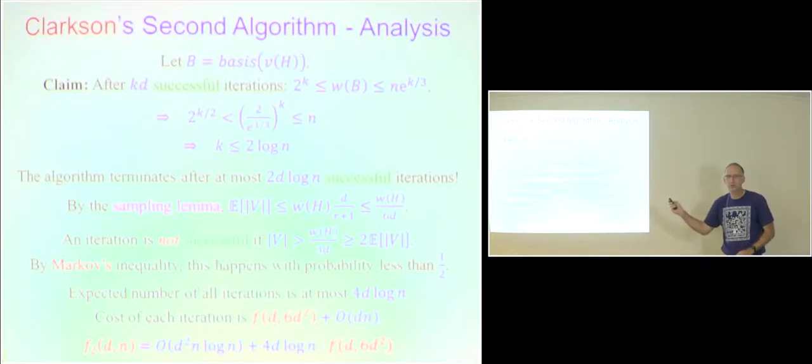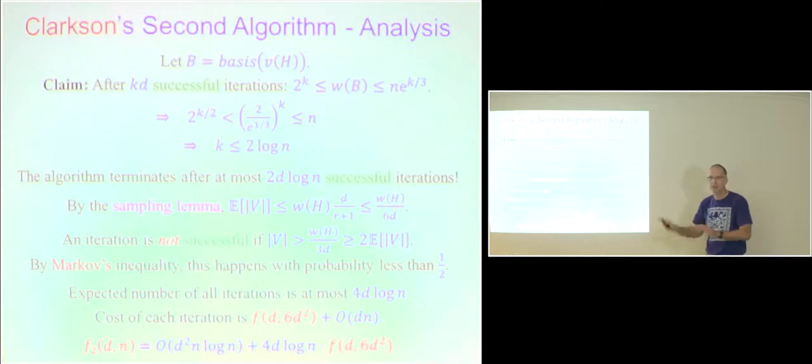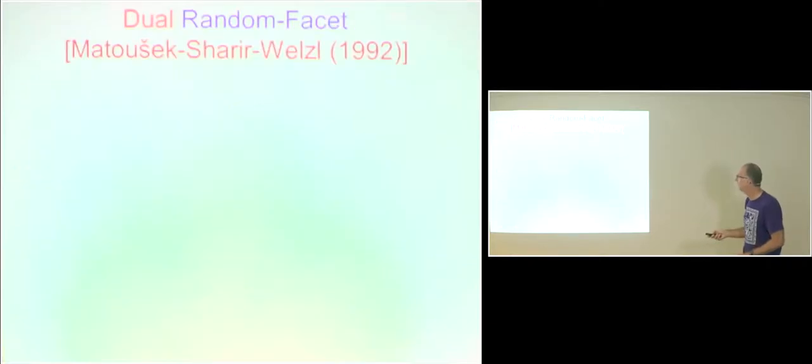Okay, questions on this? If you remember, this is the second algorithm of Clarkson. There is the first one, which is similar. We will not cover it. So the next topic on the agenda is improving Seidel's algorithm, and this was obtained by Matoušek-Sharir-Welzl in 1992. I'll call this algorithm dual random facet. Dual because it's a simplex algorithm working on the dual problem, as I mentioned. Random facet, we'll see in a minute what this is.